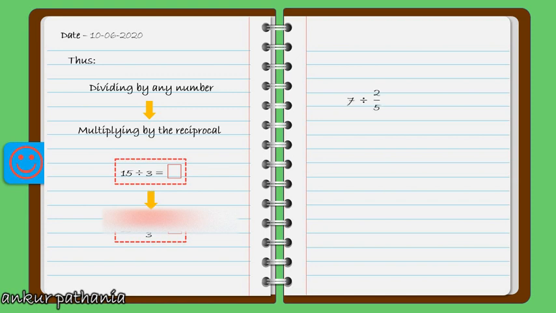Now let us take one more example, where we have to divide 7 by 2 by 5. 7 divided by 2 by 5 will give the same result when 7 is multiplied by 5 by 2, where 5 by 2 is the reciprocal of 2 by 5. And on solving this, we get our desired result, that is 17 and a half, which is a mixed fraction.